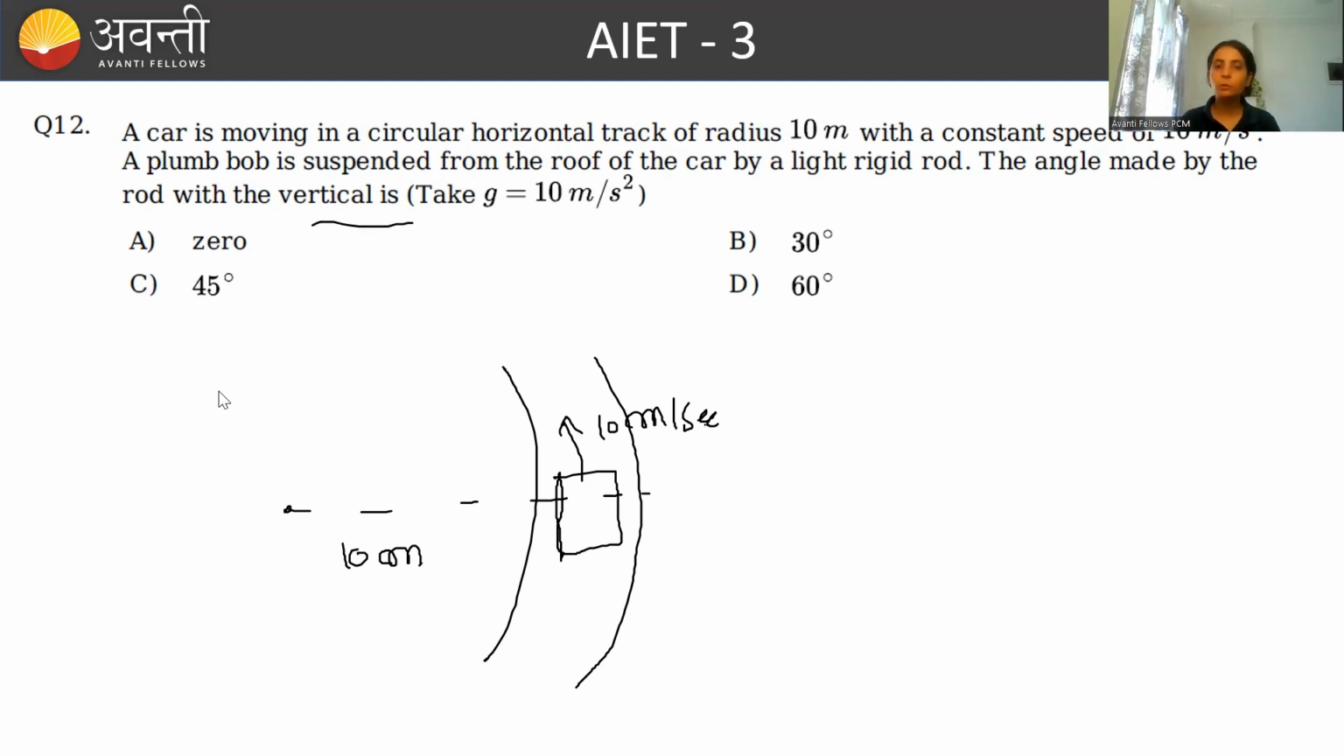Okay, so let's imagine this. So suppose I draw the car from outside, I'm drawing it like this, and suppose you're sitting in the car.